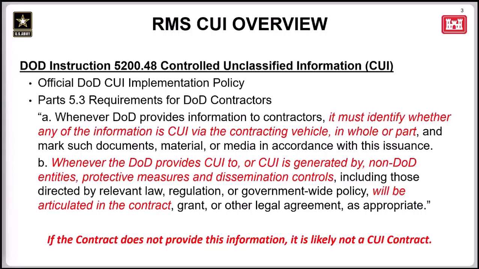So if your contract, to start with, doesn't say that it is a CUI contract in whole, or that certain parts of it are CUI, you likely do not have a CUI contract. And that should make it a lot easier for you to decide whether to check the yes or no button on the CUI question on the contract setup module. And then the DOD guidance is also very clear that we need to tell contractors how to deal with CUI should we give it to them.